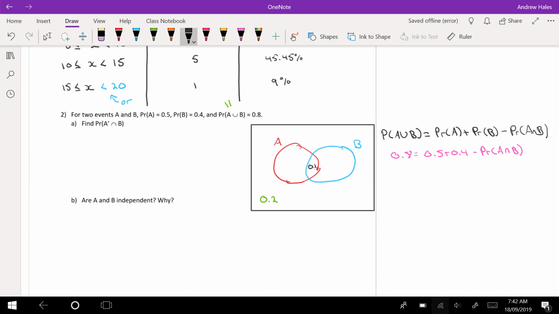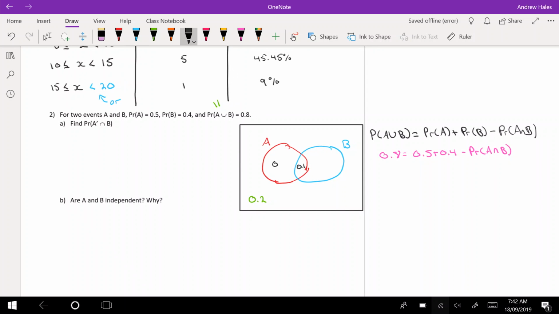And then I can fill in the other sets appropriately. The probability of just A is going to be 0.4, because that's 0.5, take 0.1. And then here we're going to have 0.3. So now I have my Venn diagram. Of course, if you didn't need this, don't worry about it. But now I can easily find the probability of A complement intersection B.